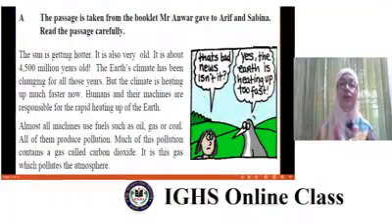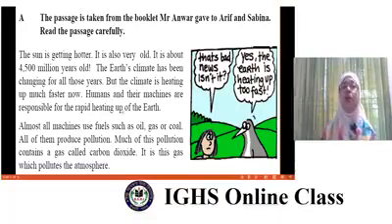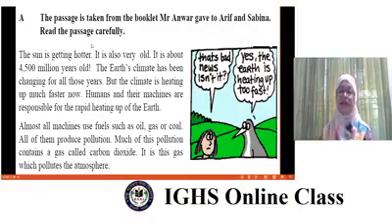Now look at the page. This is from your textbook. You can see this page in your textbook. Please open it up and match my reading with yours. The passage is taken from the booklet Mr. Anwar gave to Arif and Sabina. Now you will read the passage carefully.